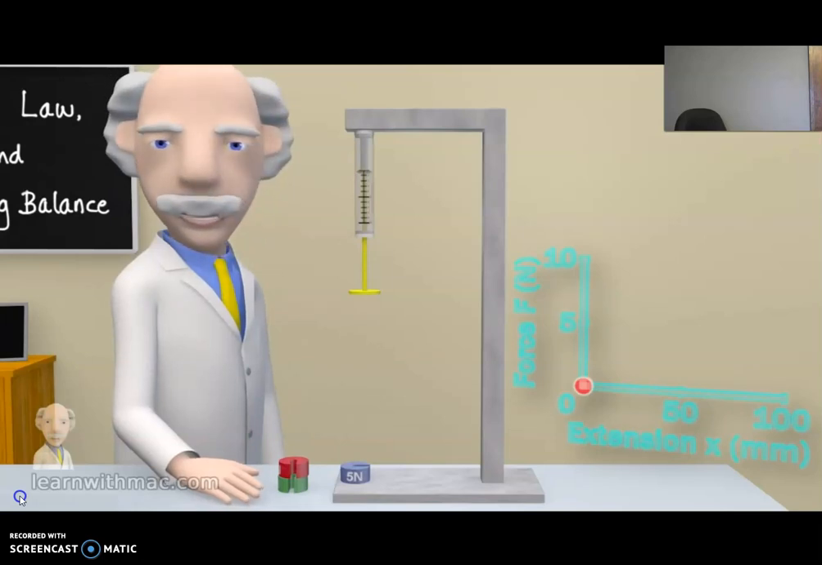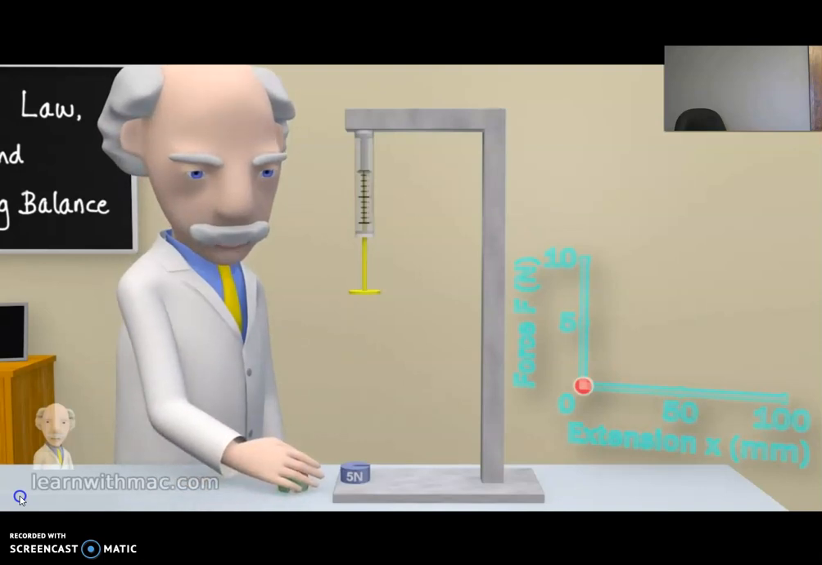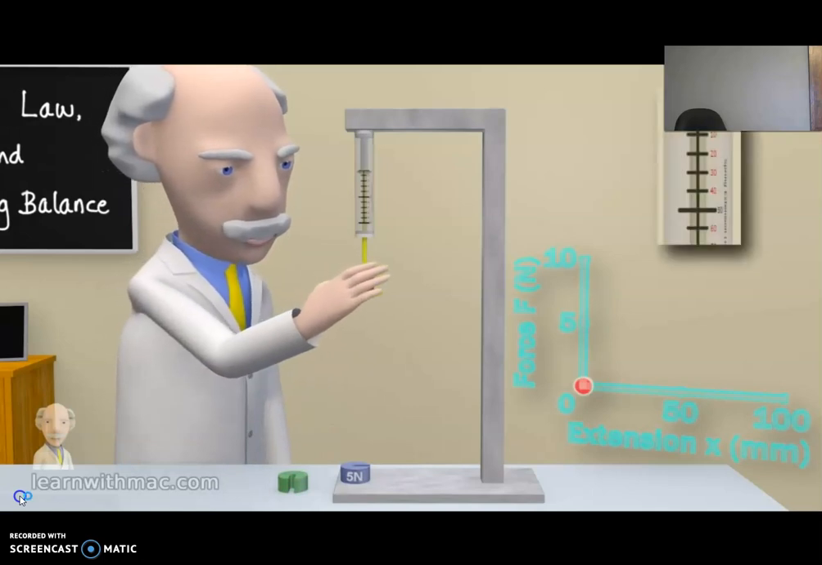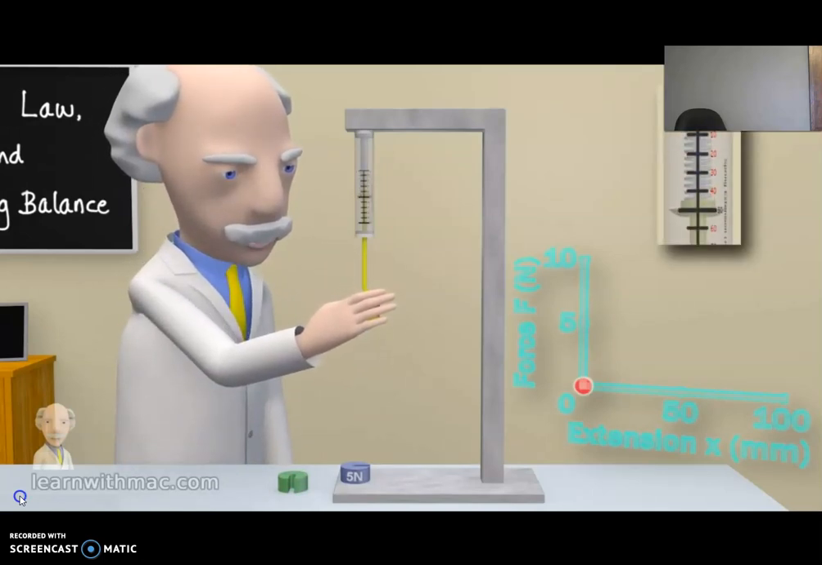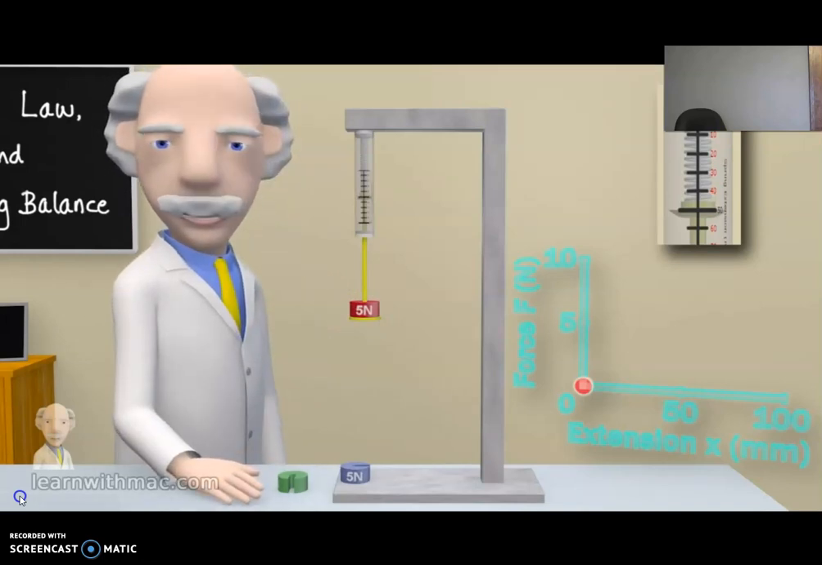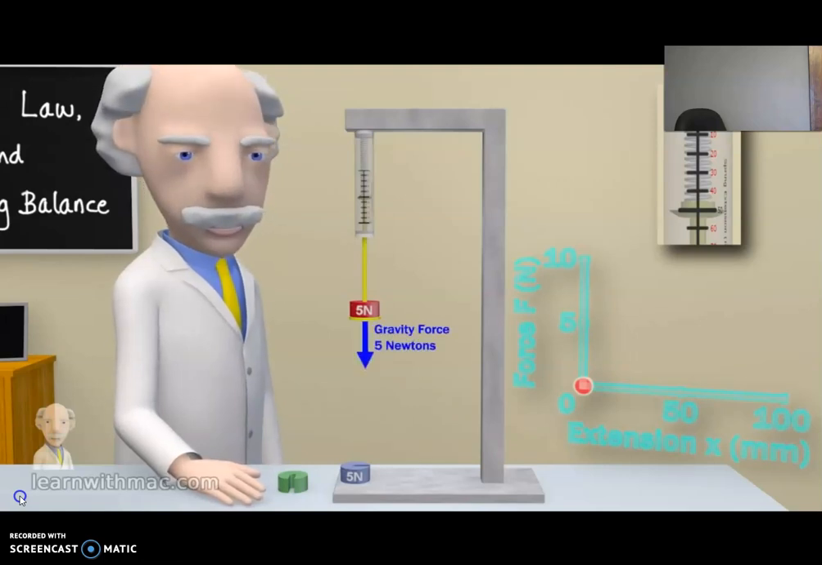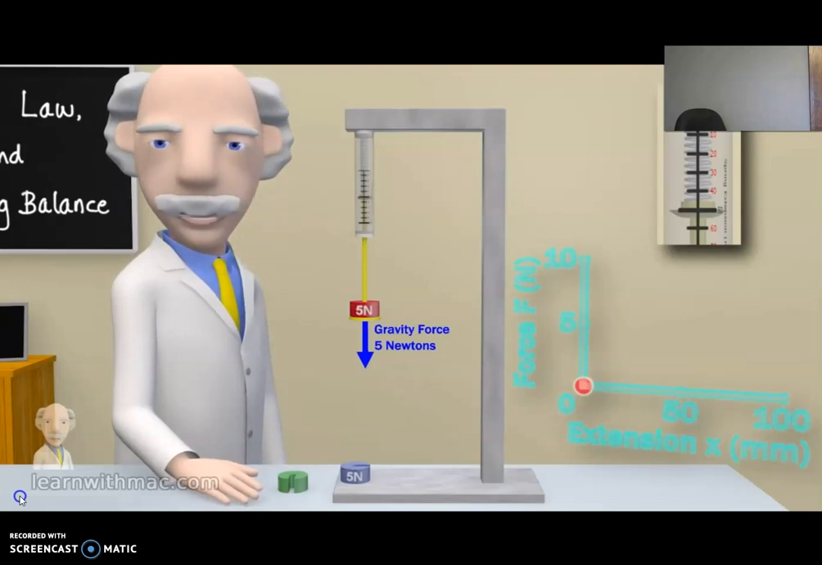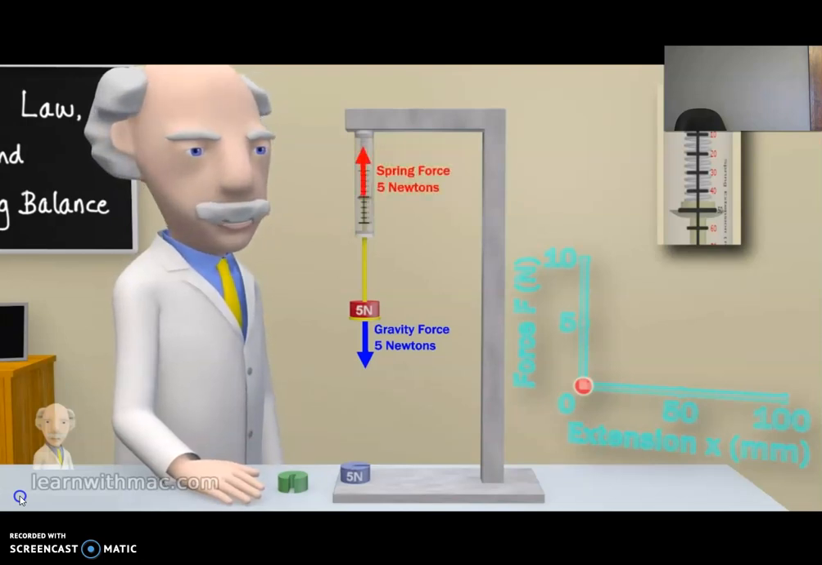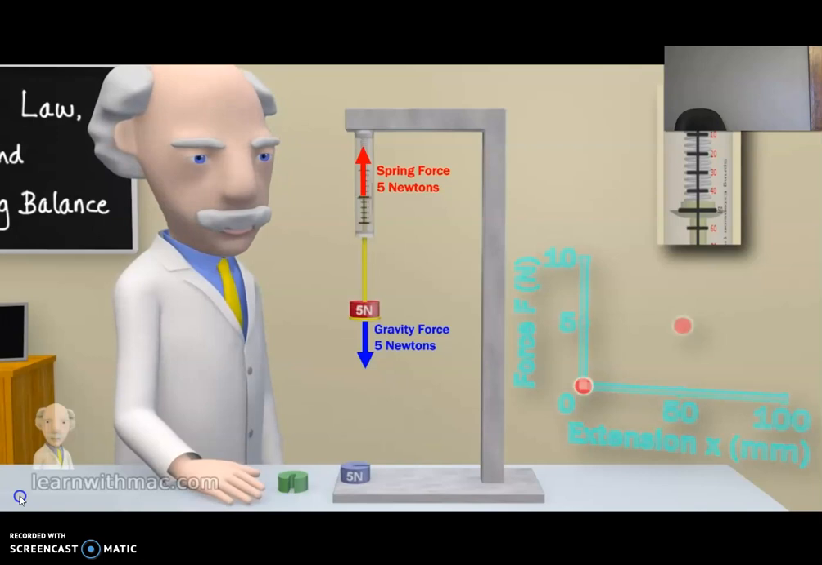If we now apply a force of 5 newtons to the spring balance by adding this mass, which has a weight of 5 newtons, we see that the spring extends by 50 millimeters. When the mass comes to rest, the applied force, which is a gravity force of 5 newtons vertically down, is being balanced by the restoring force of the spring, which is 5 newtons vertically up. So let's plot this point. That is 50 millimeters extension for an applied force of 5 newtons.